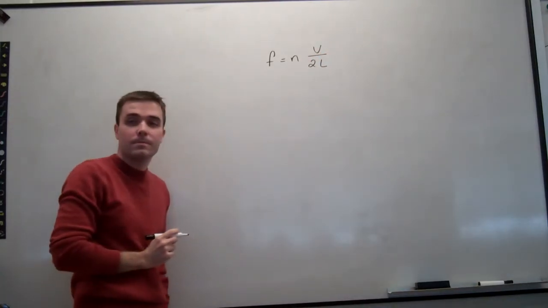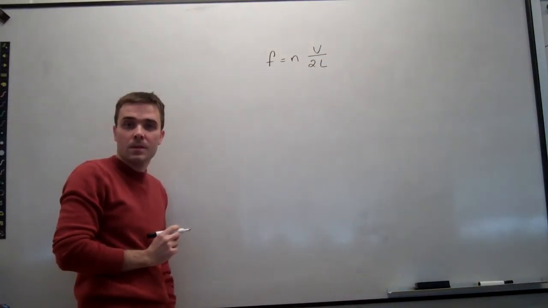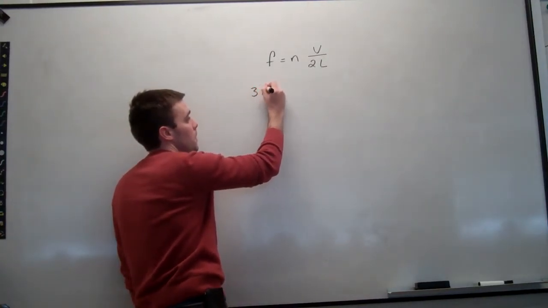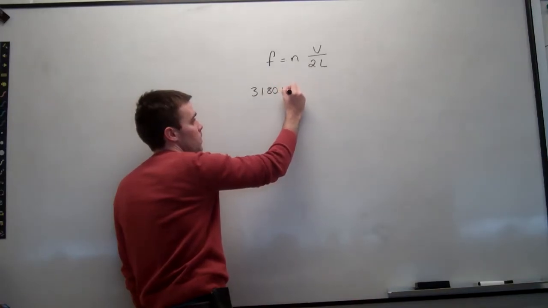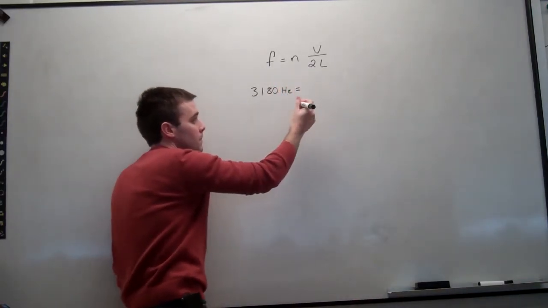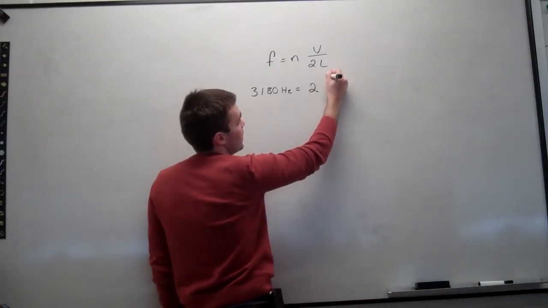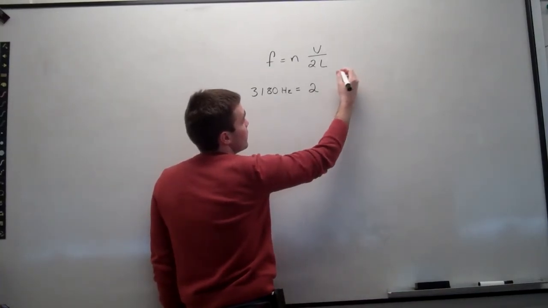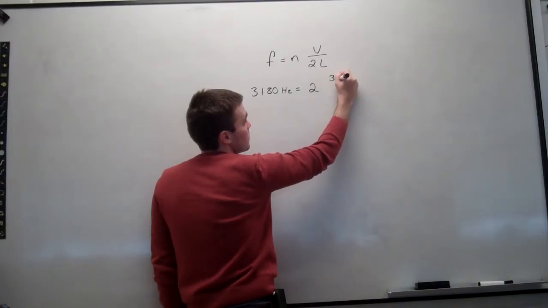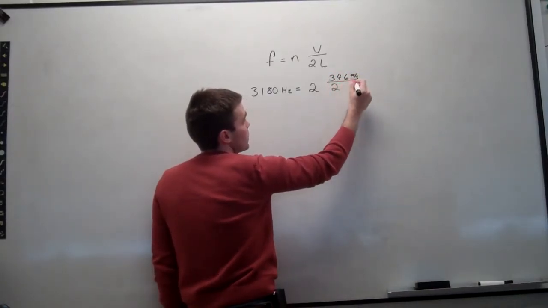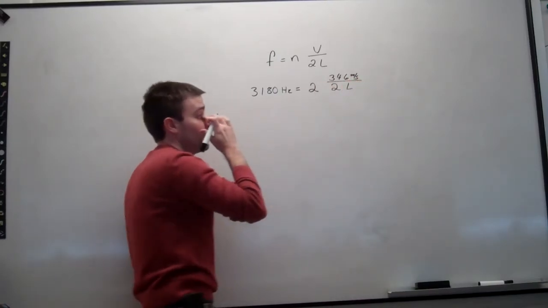So what do we know here? Frequency is what? 3,180 hertz. What's N? 2, since the second harmonic. And then the V? 346 meters per second. Over 2 times L, which is what we're looking for.